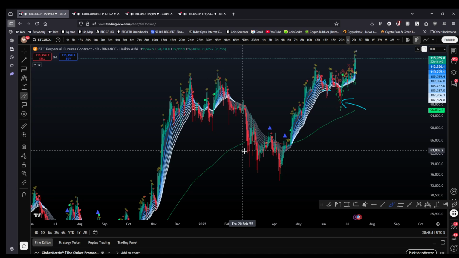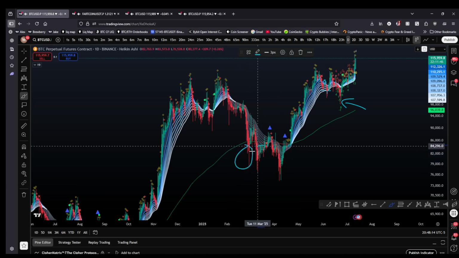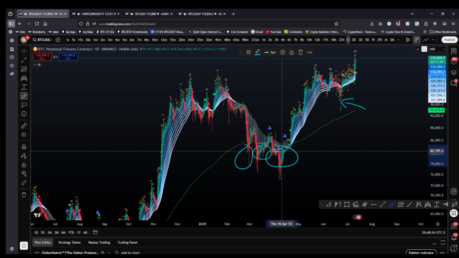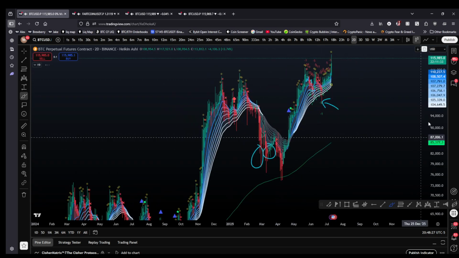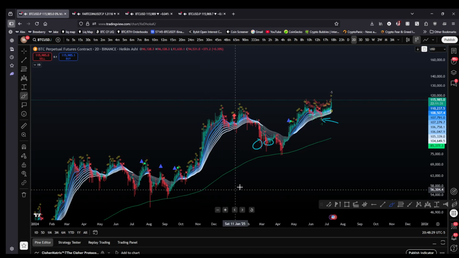Again, you enter here, you enter here, you enter here. These are swing positions. Now, you kind of would have got faked out here. If you had your 50 EMA on, you wouldn't have been, but yeah, you get the point, right? Let's look at even bigger time frames, right? Your 2-day. Perfect example here on the 2-day.